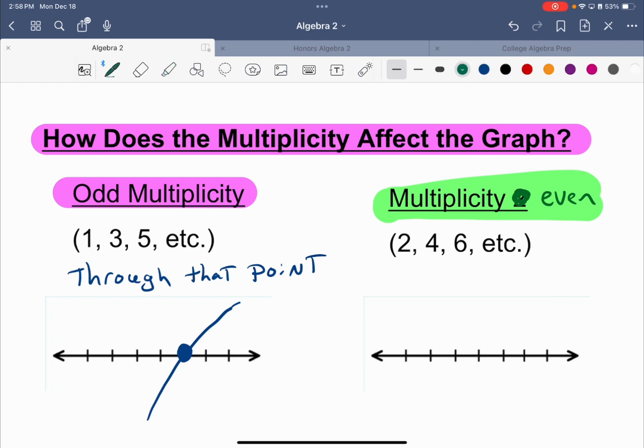If it has a multiplicity that's even, 2, 4, 6, 8, then it's going to bounce.